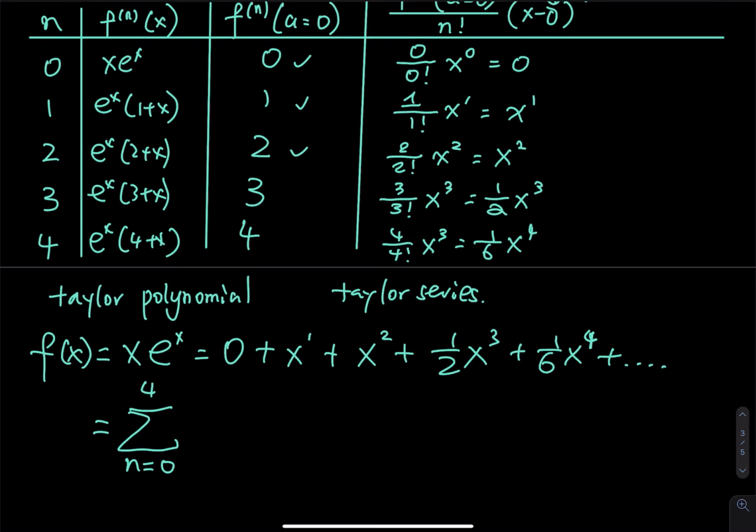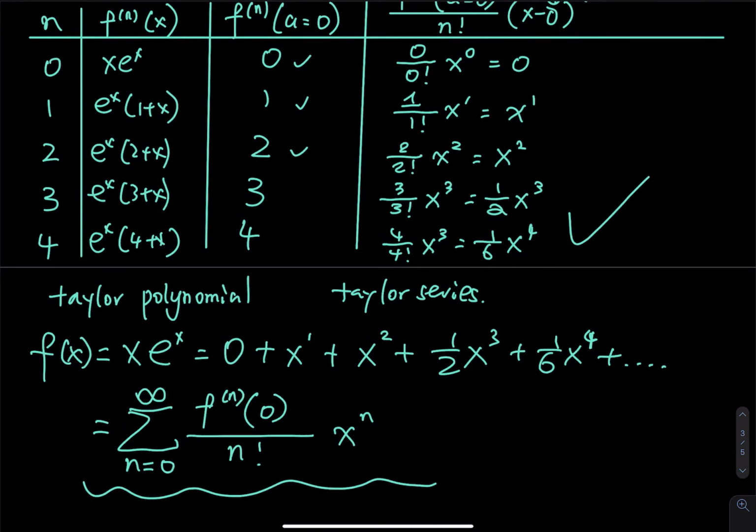And then we have, actually it's the general Taylor series to infinity, and then on top you have f of nth derivative, a equals 0, divided by n factorial, and then times x raised to the n. This is based on the pattern of the last column. So that would be the first problem.